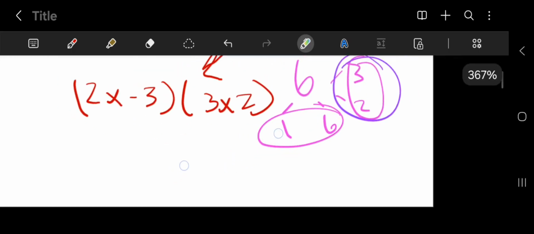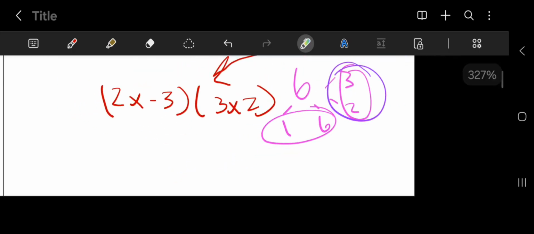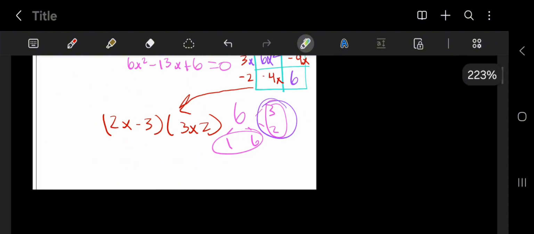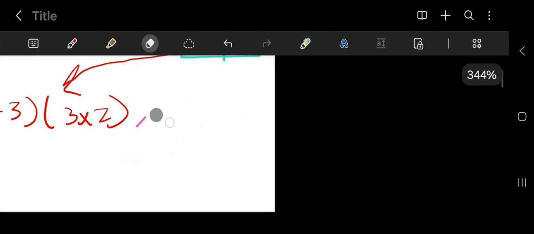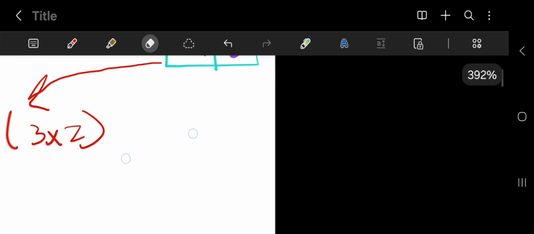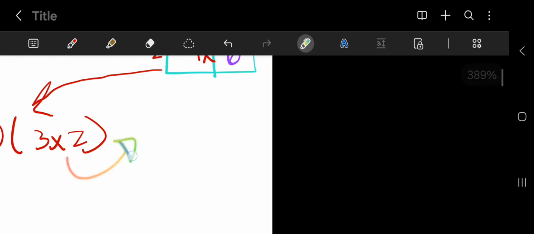But we are not fully done, right? Now we have to get these x's by themselves. So we can literally just split these up, pretend they're two separate things. I am going to erase this real quick. I don't think we need it.